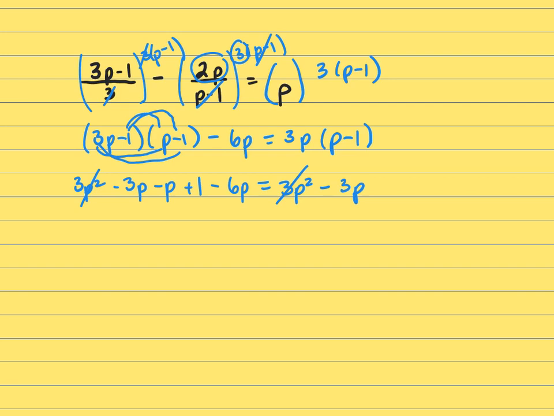Let's combine our like terms. Negative 3p minus p is a negative 4p. Minus 6p is a negative 10p. Plus 1 equals a negative 3p.